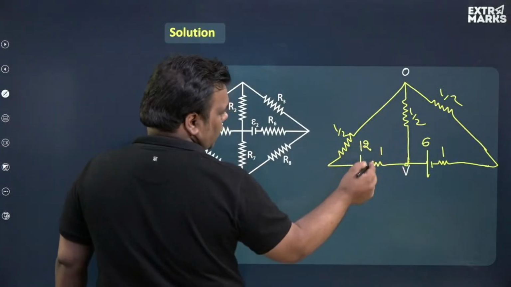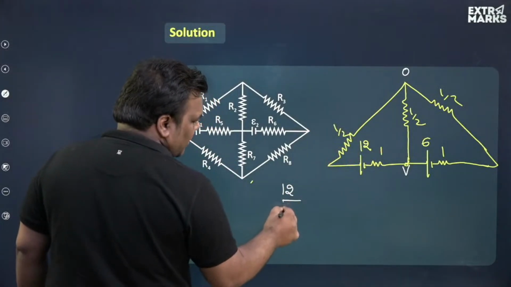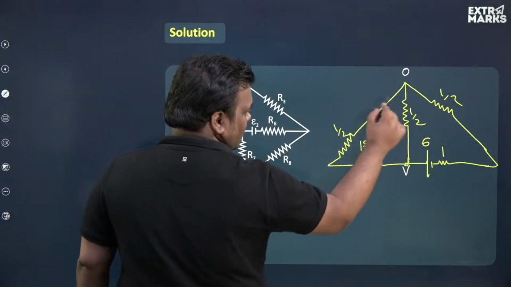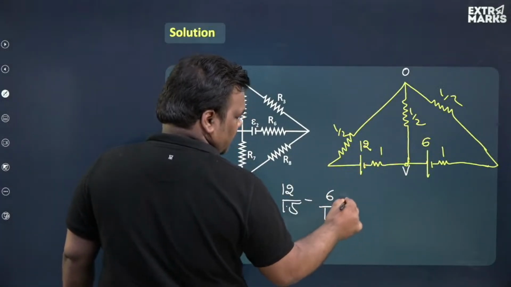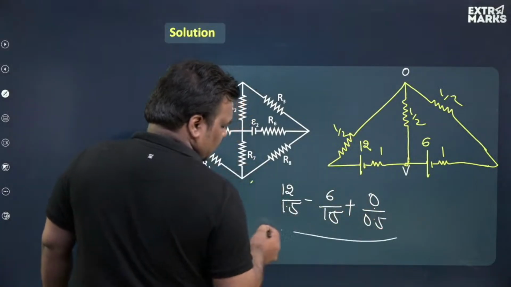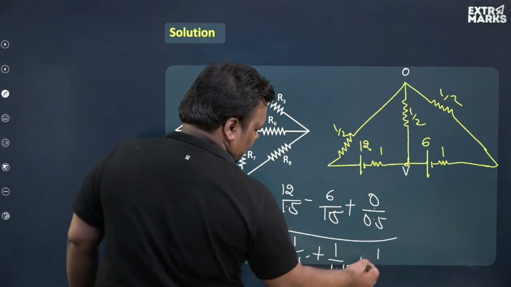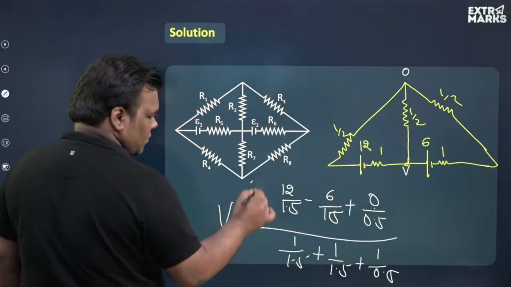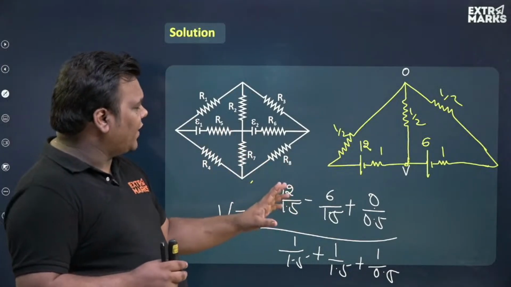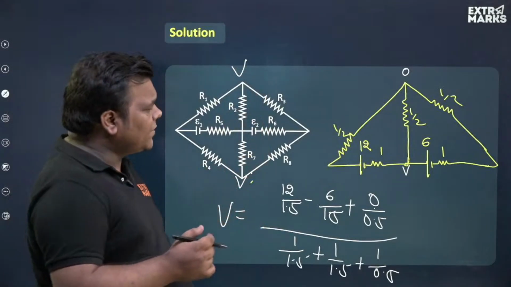So this is 12. Total resistance in this battery is 1.5. We can assume it as a 0 battery. I just got the value of V. And once you have the value of V, that means this is V, this is V. You can calculate the current at every point.